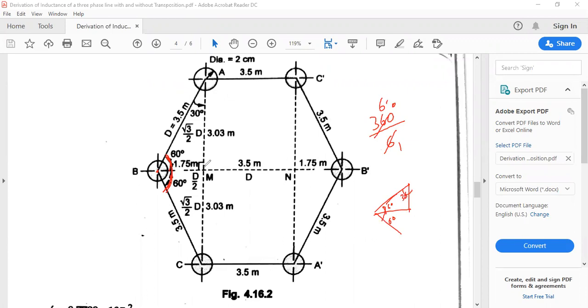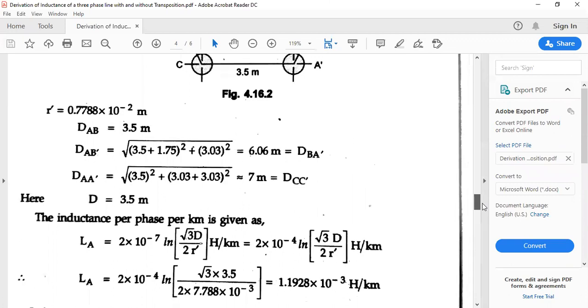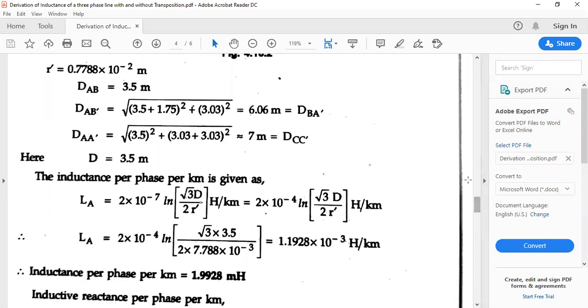So this forms the base. The right angle triangle is like this. I can rewrite it: this one is 90 degrees, this one is 30, and this one is 60 degrees. Next, if I want to move on, I need to find out the remaining distances. What I can use is the Pythagorean theorem to find dBA' and dCC', which is equal to dAA' and dAB'.